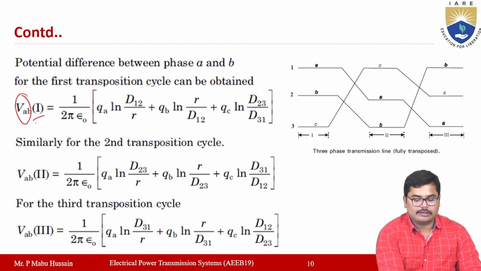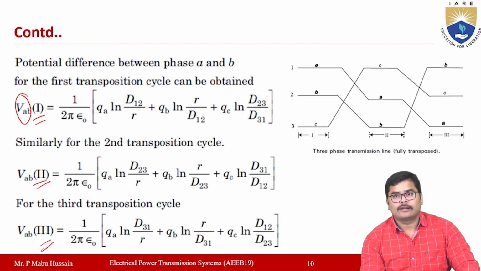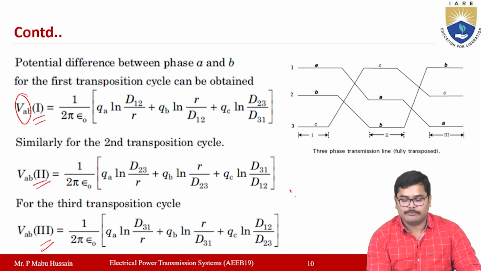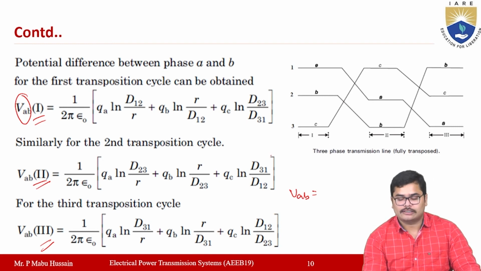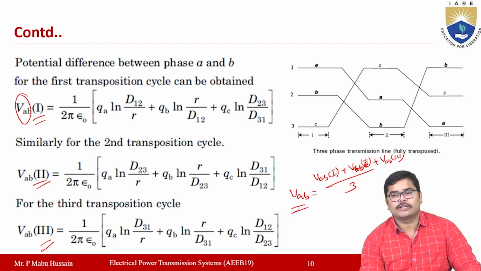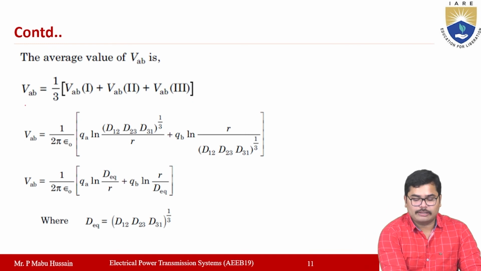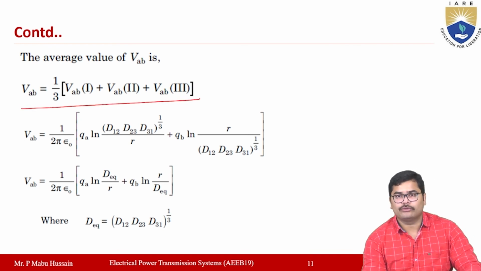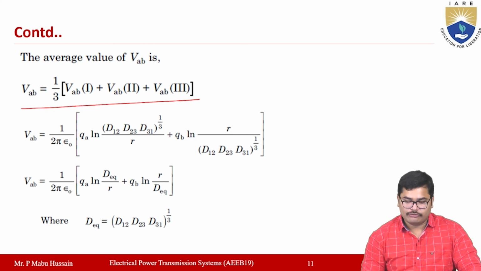In section 1, in section 2, in section 3. Now the total potential difference VAB you can write as the average of all these potential differences. That means VAB in section 1 plus VAB in section 2 plus VAB in section 3, divided by 3. So this will be the potential difference VAB between the conductors A and B. So VAB is equal to 1 by 3 into VAB in the first section plus VAB in the second section plus VAB in the third section. We are going to add all three values.